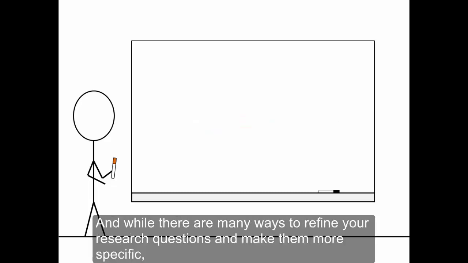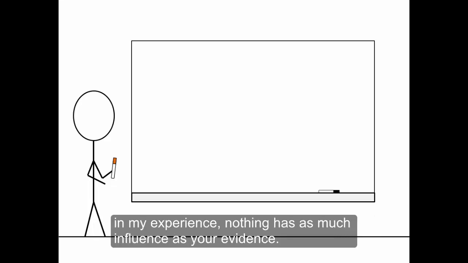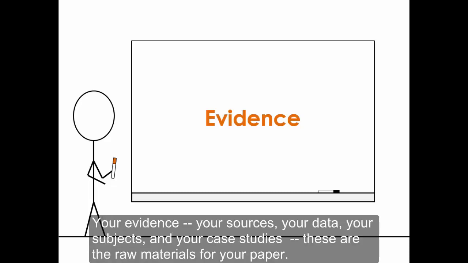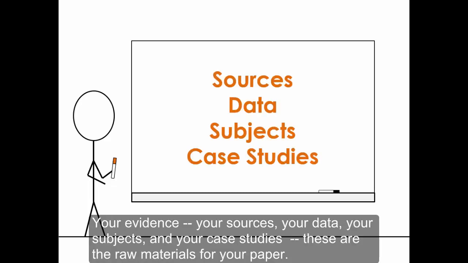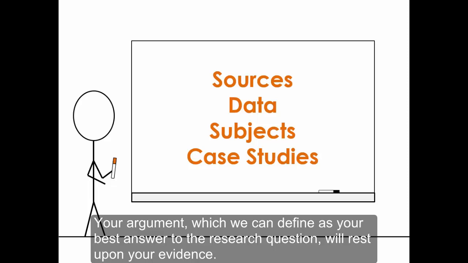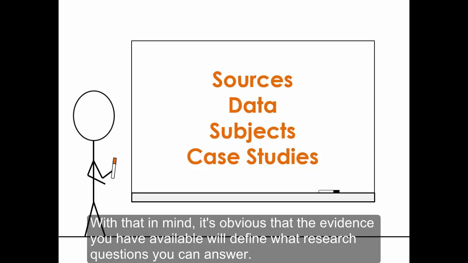And while there are many ways to refine your research questions and make them more specific, in my experience, nothing has as much influence as your evidence. Your evidence, your sources, your data, your subjects, and your case studies. These are the raw materials for your paper. Your argument, which we can define as your best answer to the research question, will rest upon your evidence. With that in mind, it's obvious that the evidence you have available will define what research questions you can answer.